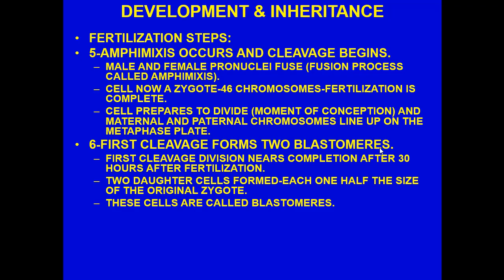Fertilization step 5. Amphimixis occurs. What is that? That's the fusion process of the pronuclei chromosomes. You're going to have male and female pronuclei basically fused together. That's amphimixis. Now the cell, in essence, is a fertilized zygote. It's got 46 chromosomes, and fertilization is now complete.